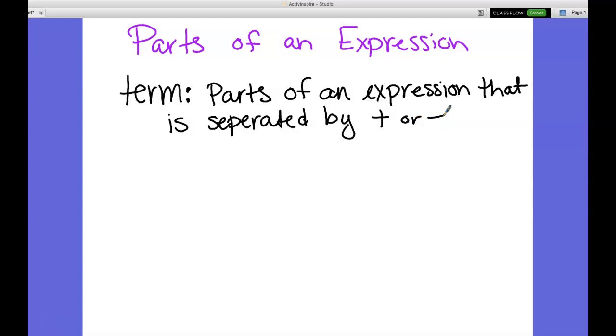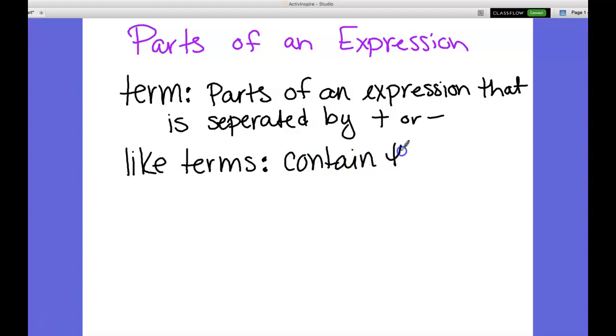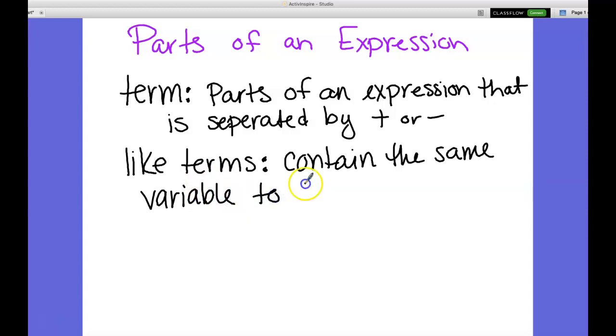Then we have what are called like terms. And like terms contain the same variable to the same power.